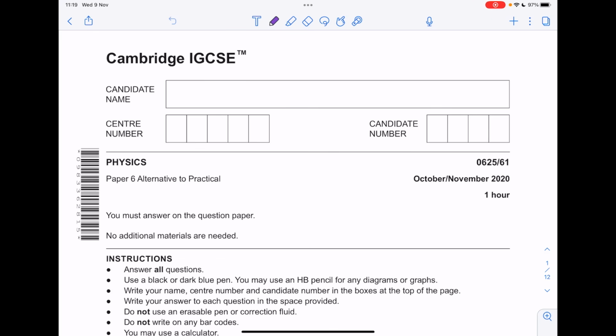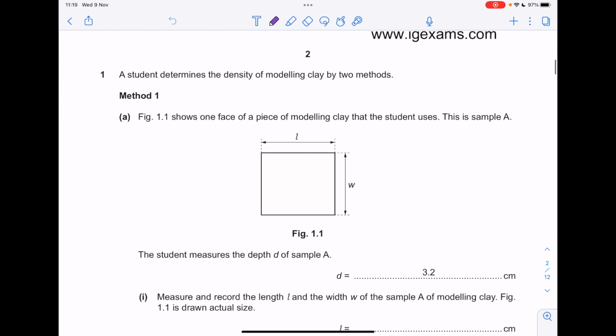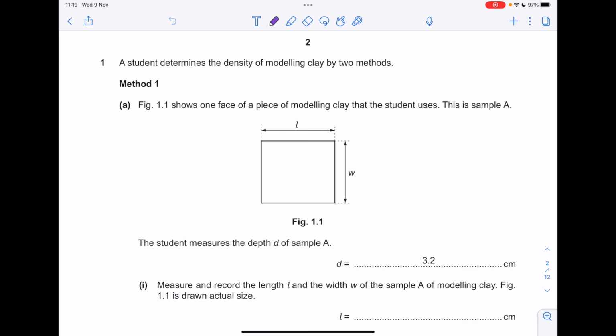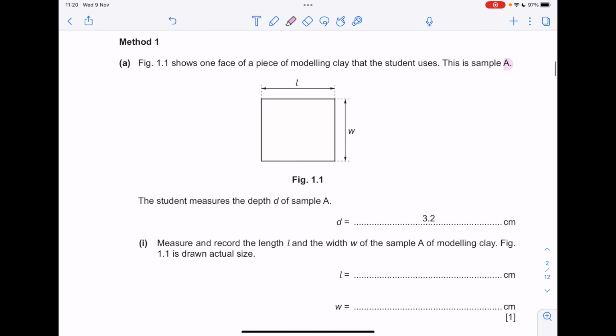This is a CIE IGCSE Physics Paper 6 Alternative to Practical talk through from October-November 2020. So question 1, a student determines the density of modelling clay by two methods. Figure 1.1 shows one face of a piece of modelling clay that the student uses. This is sample A. The student measures the depth D of sample A and finds it to be 3.2 centimetres.